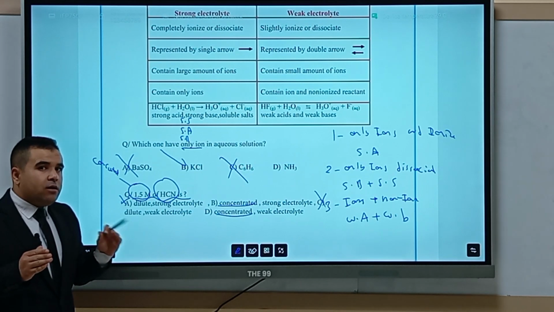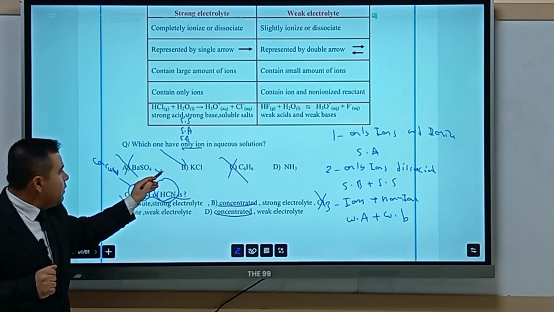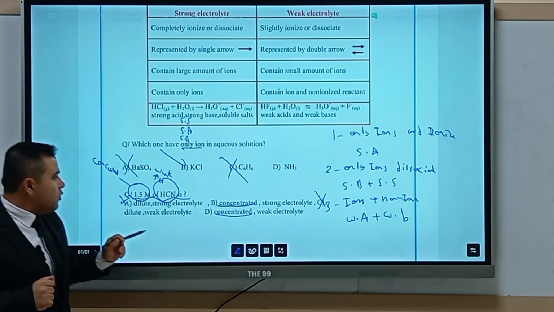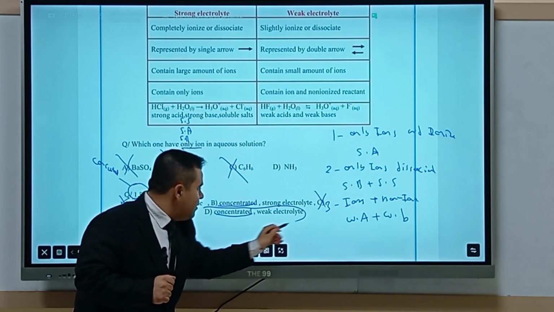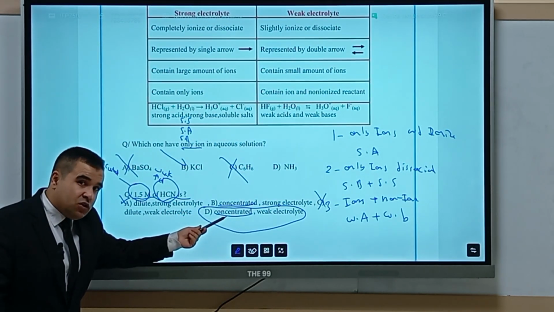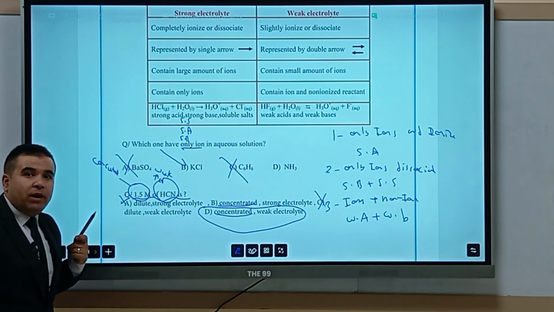HCN is a weak electrolyte. Why? Because it's a weak acid. And the weak acids are what? Weak electrolytes. So D is the correct answer. We have decided concentrated from the amount, and weak electrolyte from its property.